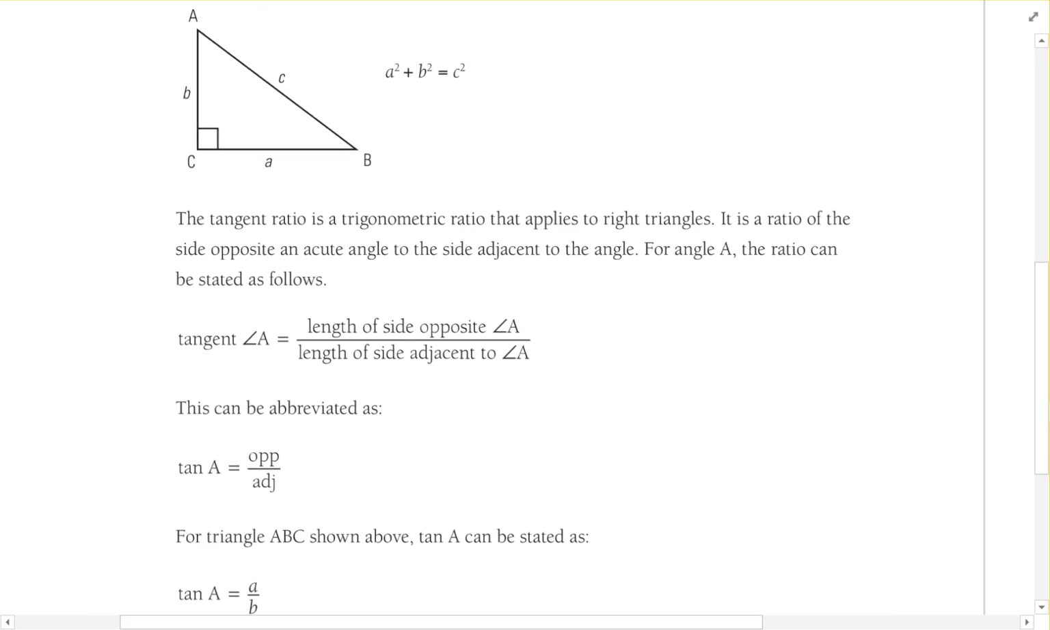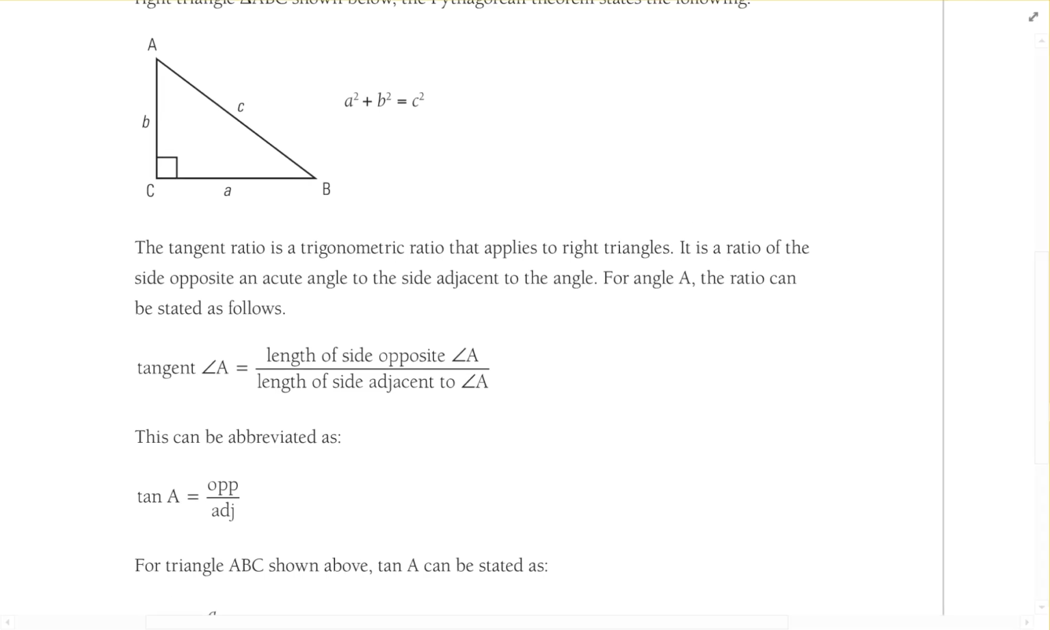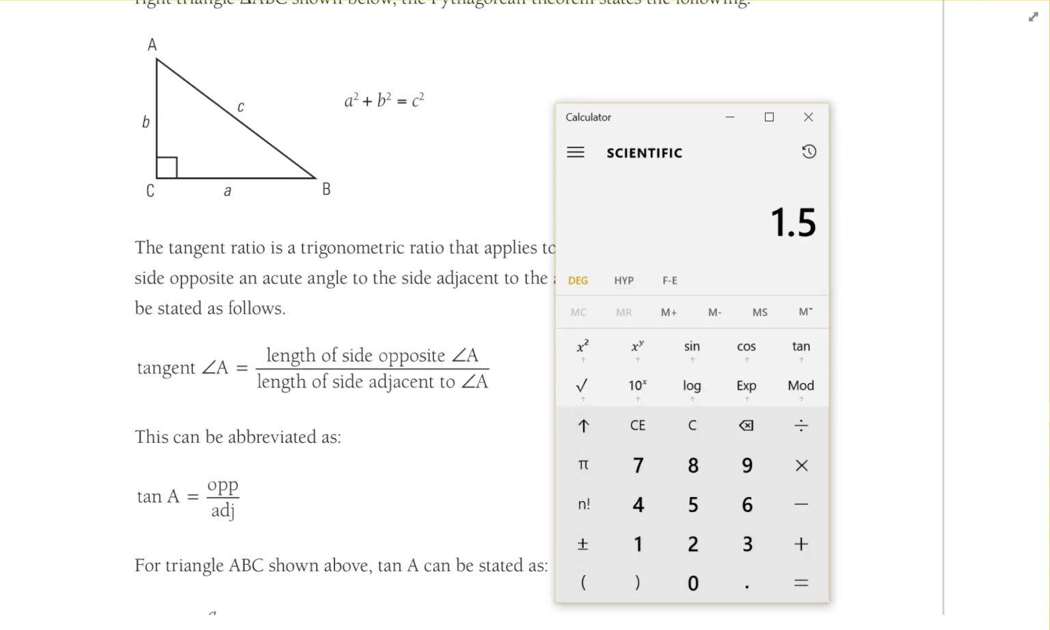The tangent ratio is a trigonometric ratio that applies to right triangles. It is a ratio of the side opposite an acute angle to the side adjacent to the angle. For angle A, the ratio can be stated as follows. So tangent, before I move on anymore, let's make sure you know what I mean by tangent. In your calculators, yours will probably look something like this one. You'll have similar buttons. You can see this button here, right? Tan, T-A-N. That's what we're talking about.